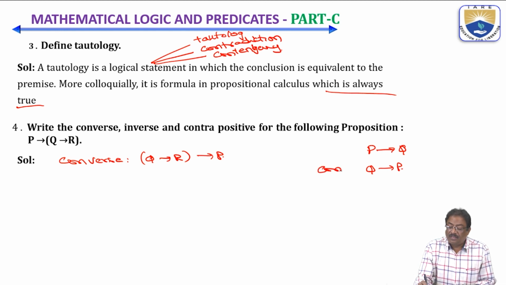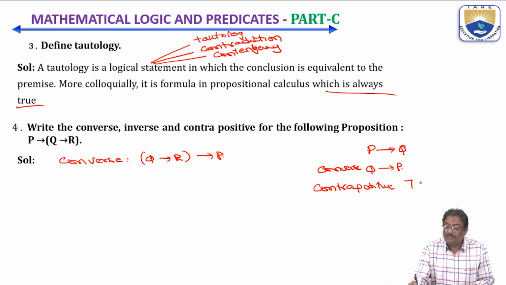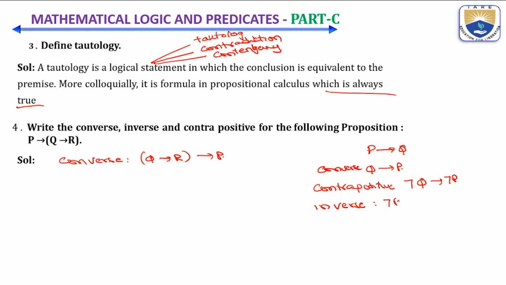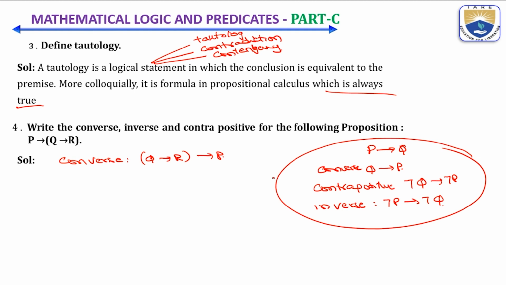The contrapositive is nothing but negation Q to negation P. The inverse is negation P to negation Q. So whenever any conditional statement is given, we can write the converse, the contrapositive and the inverse in this way, and by using this we can write the converse for the given statement.